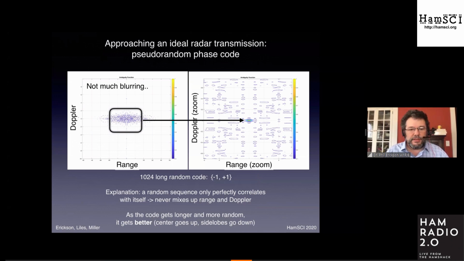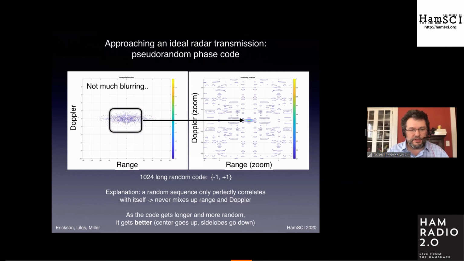So it turns out that there are many coding examples of how you get toward not too much blurring. One of the simplest ones is a pseudo-random phase code. You basically make a random sequence. In this case, I've created a 1024 long random code, which is a phase code, so it just goes between +1 and -1. You either shift the sign or you don't.